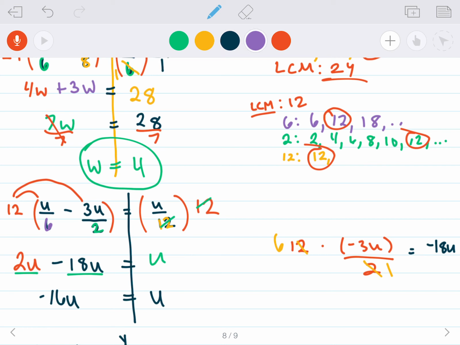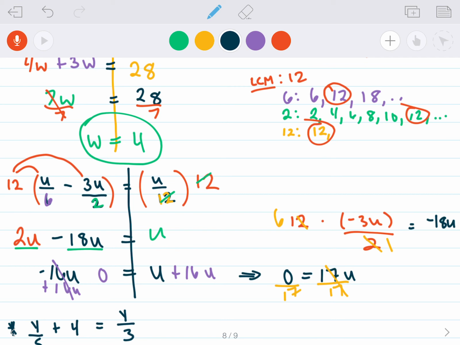If I add 16u to both sides, that clears to 0 on the left side. And so what I have is 0 on the left equals 1u plus 16u. It's going to give me 17u on the right. And finally, I can divide both sides by 17. Okay, so 0 divided by anything is 0 except for 0, but we'll talk about that later. So u is equal to 0.